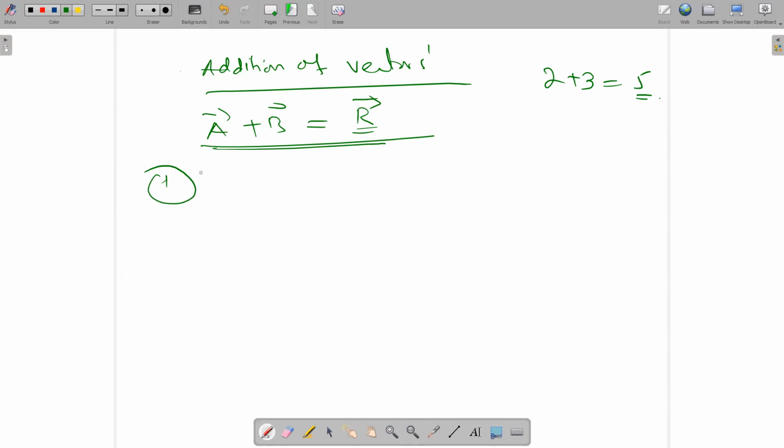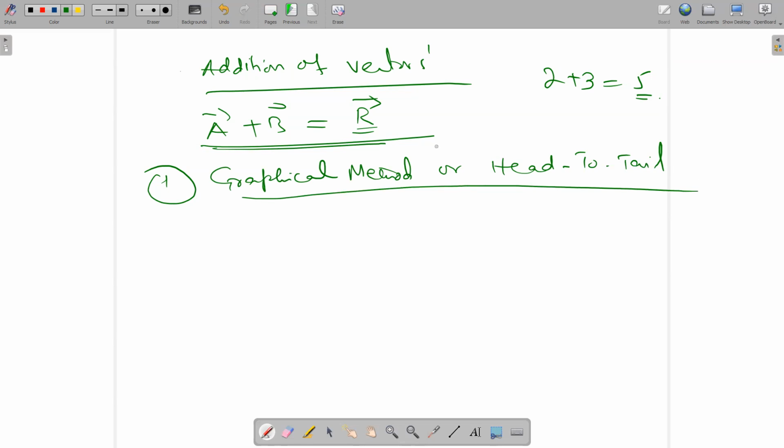One is the graphical method, or you can say it is the head to tail rule. Head to tail rule. Okay. So what is the head to tail rule or graphical way? If we have this vector A and this vector B and this vector C, we want to add these three vectors.